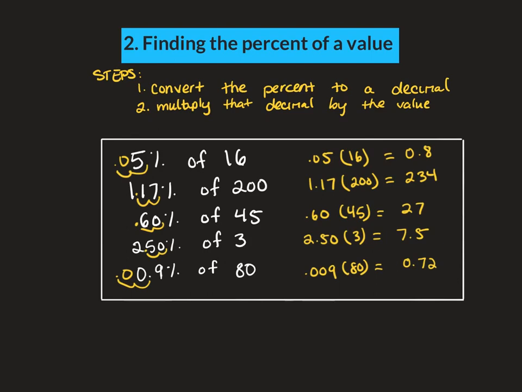If you get a number that looks peculiar, like if we've multiplied a small percentage by a small number and we get a really big result, that should clue you in that you've made a mistake somewhere, such as you forgot to move your decimals over in step 1 before multiplying.